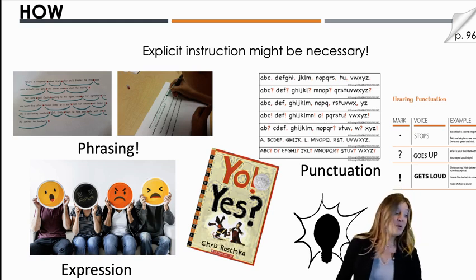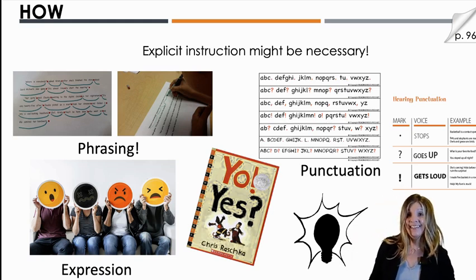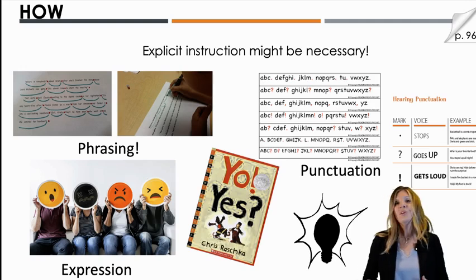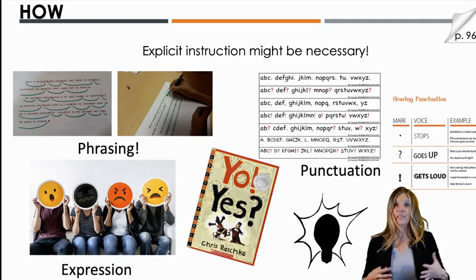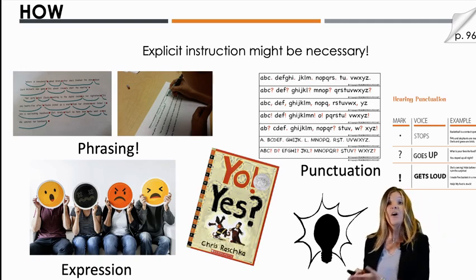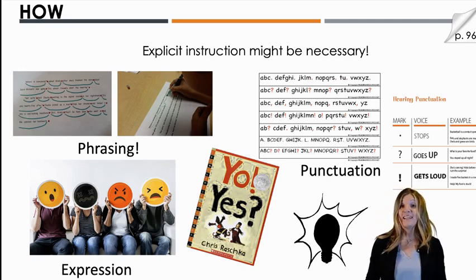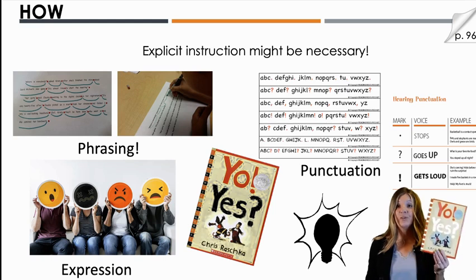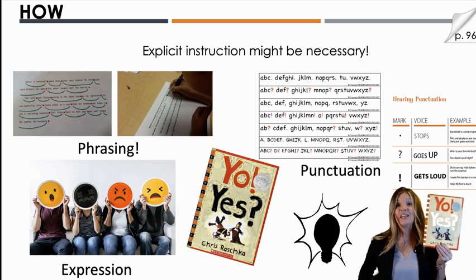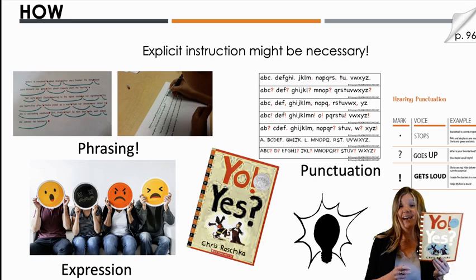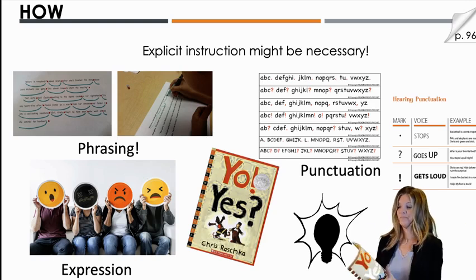And finally, we want to show that expression builds comprehension. We're not just reading everything in a loud, excited voice. We want our expression to match what's happening in the story. My favorite way to teach expression, even to older kids, is by doing this activity with a book called Yo, Yes. Listen to this.